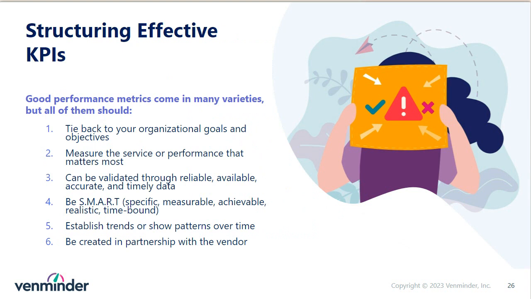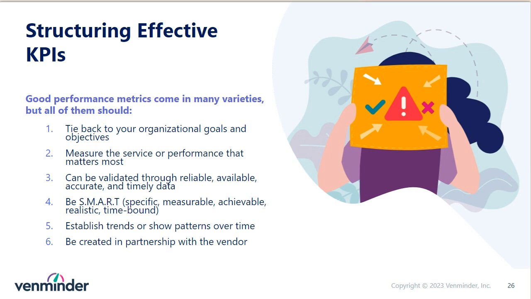So let's look at some attributes for effective KPIs. Remember, the KPIs you choose is totally up to you and your organization, but there are some good rules to follow. So the first one is to structure those KPIs so they do have a connection back to your organizational goals and objectives, and they measure the factors most important to reaching those objectives. KPIs should be validated through reliable, accurate, and timely data, so we need to make sure we identify the data sources that we're going to use to validate those KPIs. So who's providing the reporting, at what intervals, what is the data source?